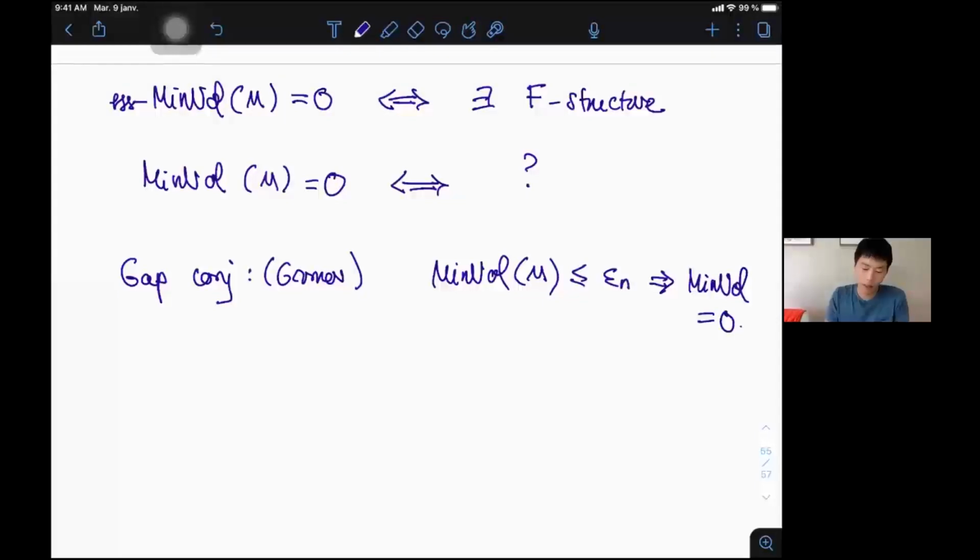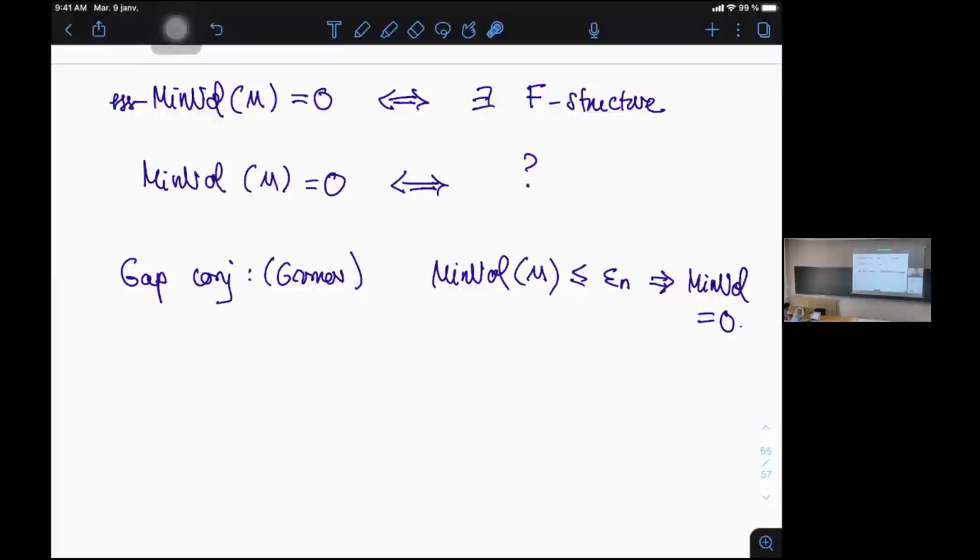Right. And a remark is that once you have an F structure like this, here your Euler characteristic is 0. But maybe other characteristic numbers are not 0.